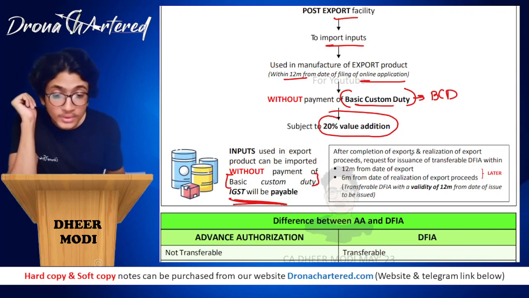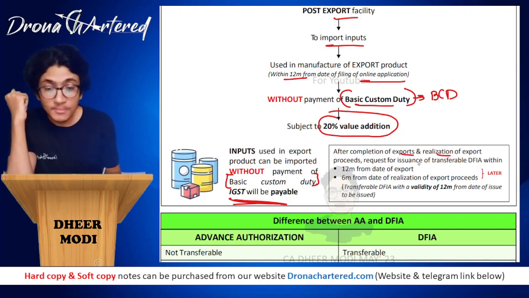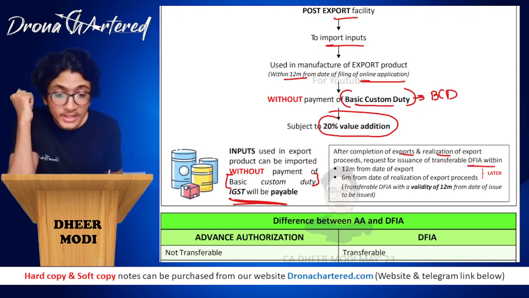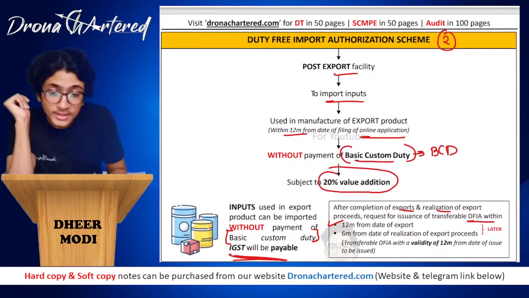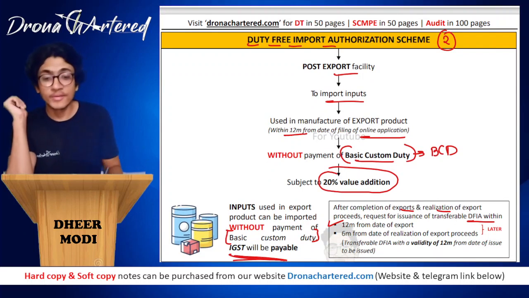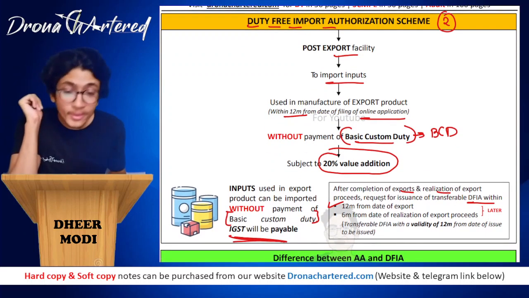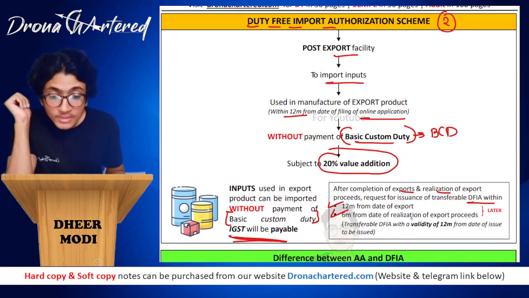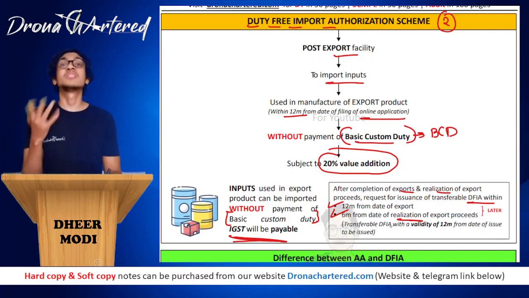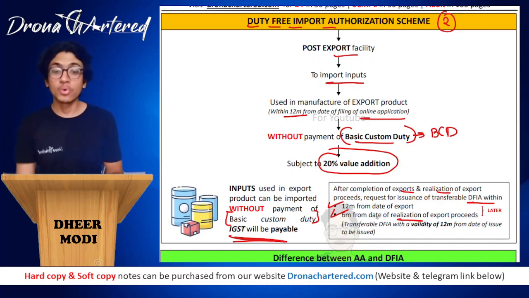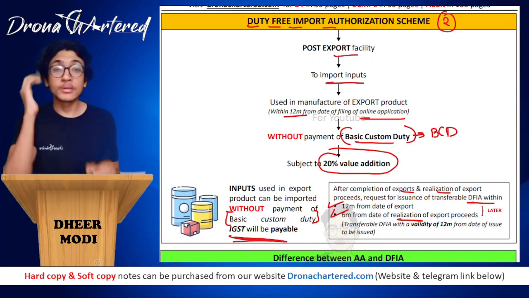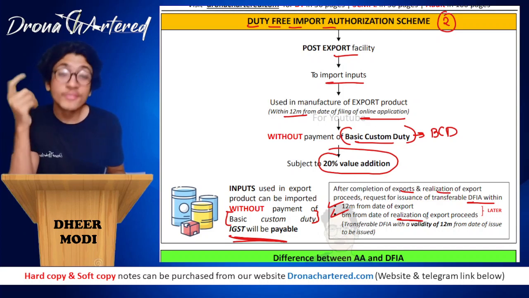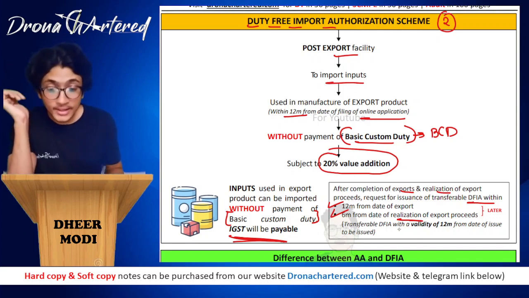After completion of exports and realization of exports, that means after receiving the money, request for issuance of transferable DFIA within 12 months from the date of export. What is your DFIA? You will ask. DFIA is your duty free import authorization. So 12 months from the date of export, or 6 months from the date of realization of export proceeds, whichever is later. That means if you have not realized the money, you will not be allowed, because it is a condition of whichever is later.